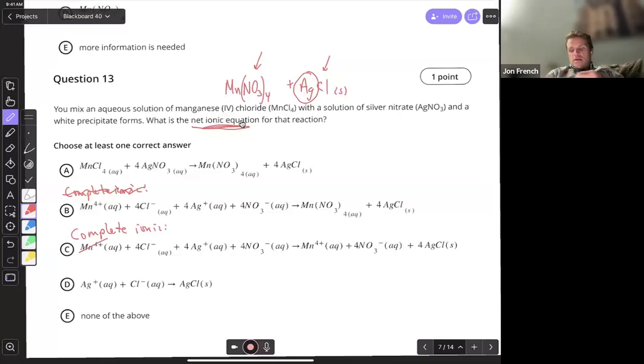All right, manganese is on both sides, unchanged. Nitrate on both sides, unchanged. I can remove those two. So what's left is silver and chloride reacting to form solid silver chloride. And then you usually put the lowest whole number ratio. So instead of 4 silvers, 4 chlorides, 4 silver chlorides, our net ionic equation would just be silver reacting with chloride to precipitate silver chloride.